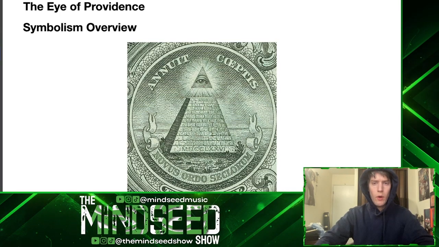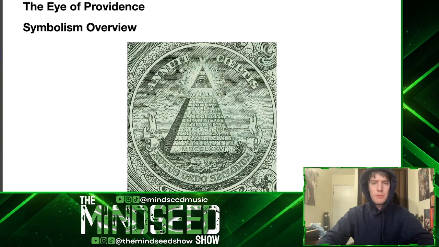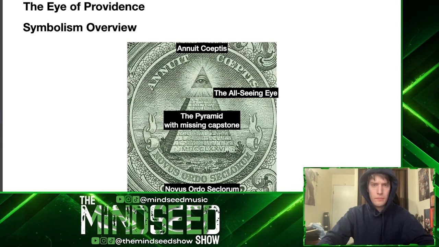Let's go over a quick overview of the symbolism within the Eye of Providence. Of course there's a whole bunch of symbolism within this image that all comes together to create a greater overall meaning, and we'll be exploring each element in depth. There's the all-seeing eye, we have the pyramid with the missing capstone, we have the Latin phrase Annuit Coeptis, we have the Latin phrase Novus Ordo Seclorum, and we have the Roman numerals at the base of the pyramid.